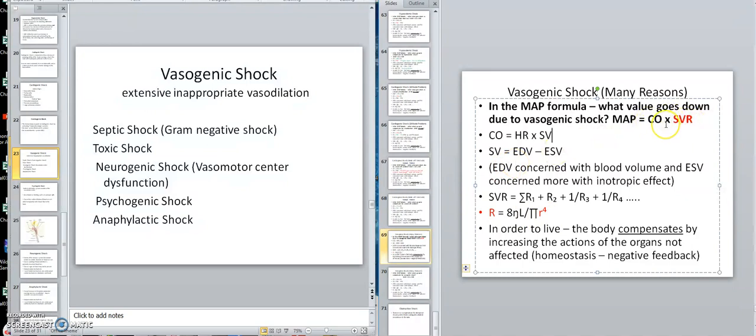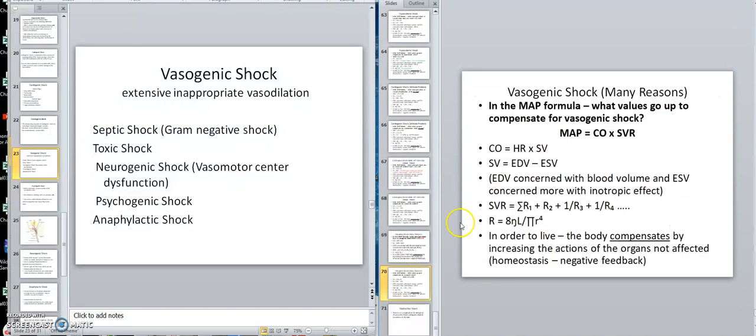Okay. So then we go to what you know. So we're saying SVR in red went down. Then we go over here. Now, let's deal with SVR.